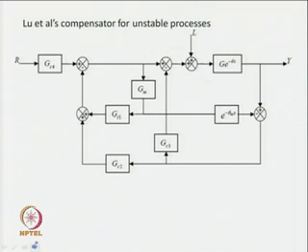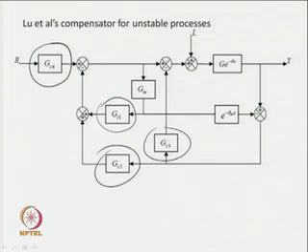Liu et al. proposed a compensator where they have 4 controllers for controlling unstable processes with long dead time, and the controllers are GC1, GC2, GC3 and GC4. So, there are 4 controllers. Of course, they were motivated by Majhi et al.'s modified structure and proposed this compensator having 4 controllers, unlike that of Majhi et al., which has 3 controllers.